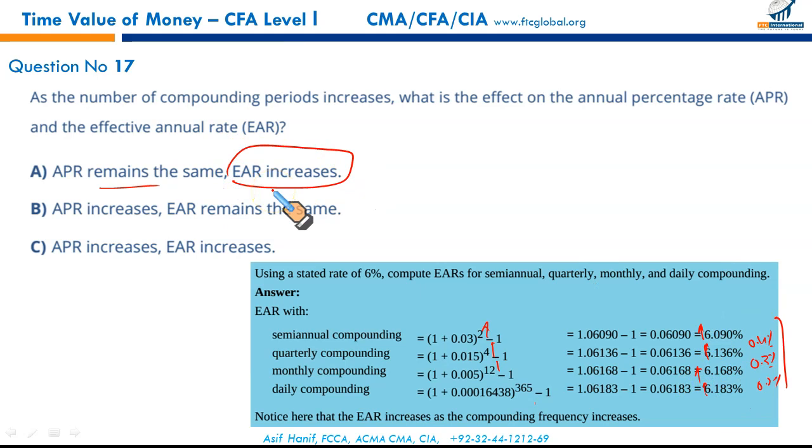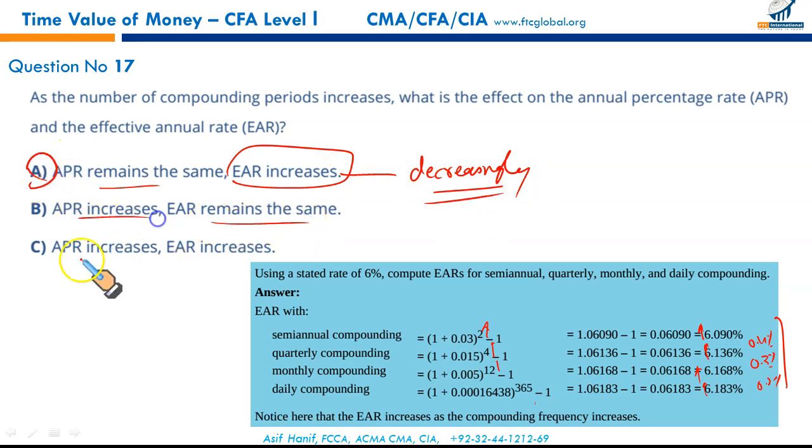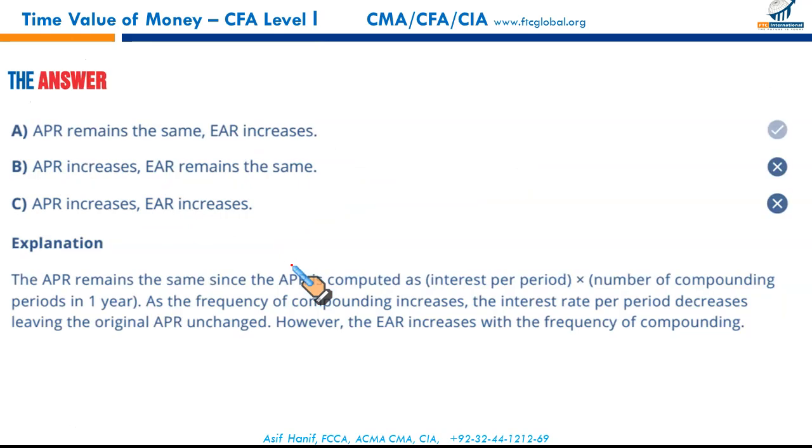Otherwise, I think there is a question that will require this specific fine point that yes, EAR increases, but it increases decreasingly. So in this case, A is the right answer. There is no such fineness tested, so that makes A the correct option. All right, moving on.